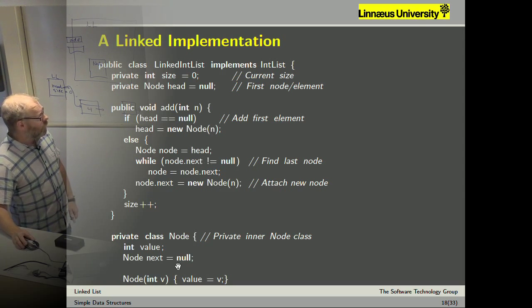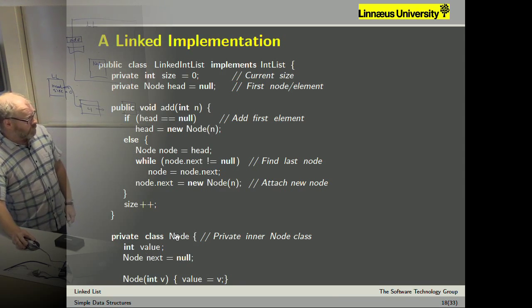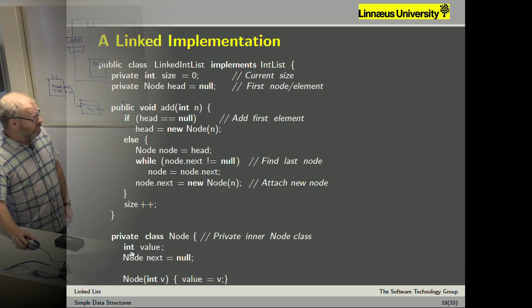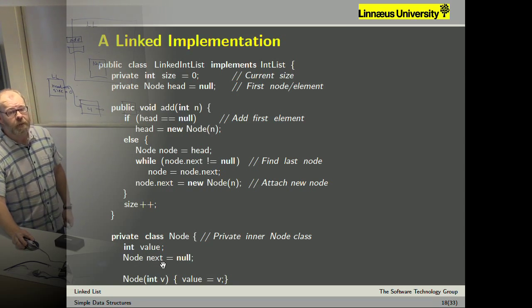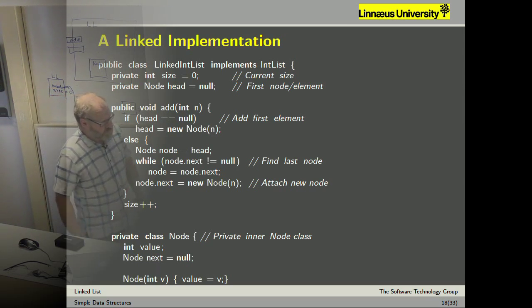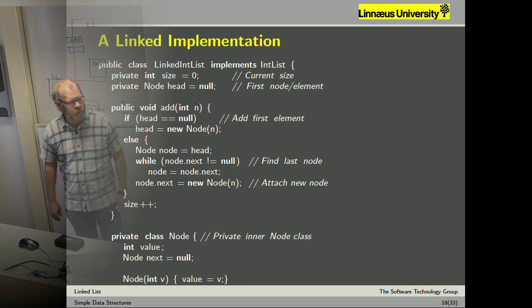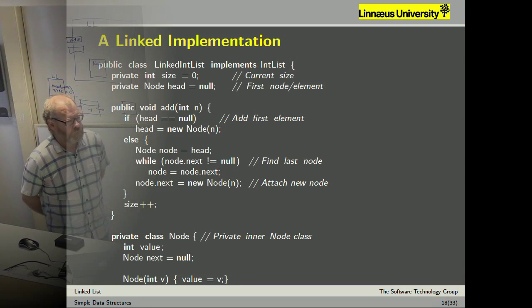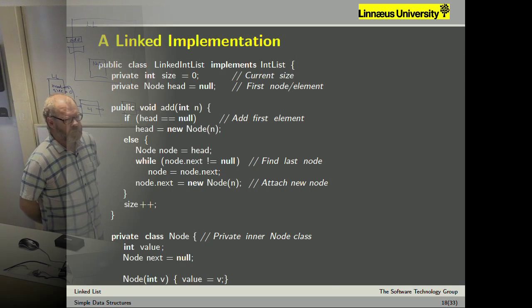The node class is extremely simple. We have a class node. It only knows about the value and the next one in the chain. Any questions of how it works? Yeah? We're not storing it somewhere. It's somewhere in memory. And we just have a link next to it.